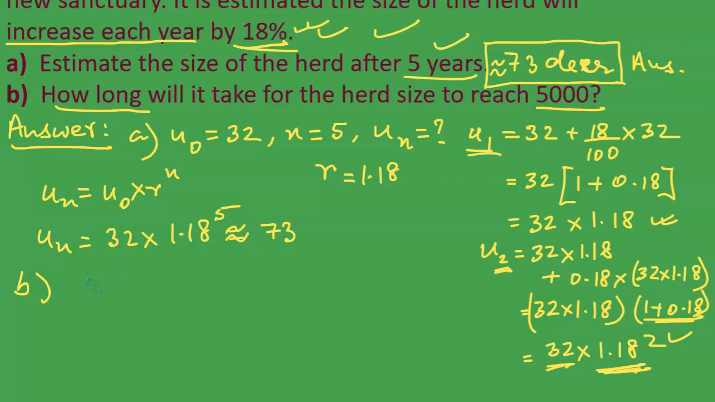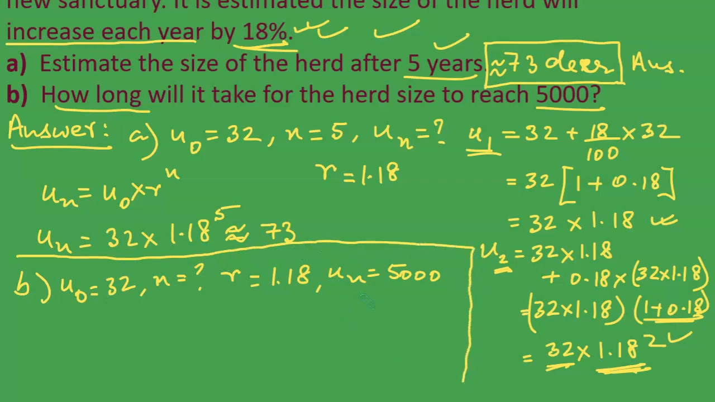How long means we have to find the value of n. U0 is equal to 32. We do not know n. So, n is equal to what? R is the same. It is 1.18 and un is equal to 5,000. So, now we have to get the value of n. Therefore, we write 5,000 is equal to 32 times 1.18 to the power of n. Or we can write 1.18 to the power of n is equal to 5,000 over 32.